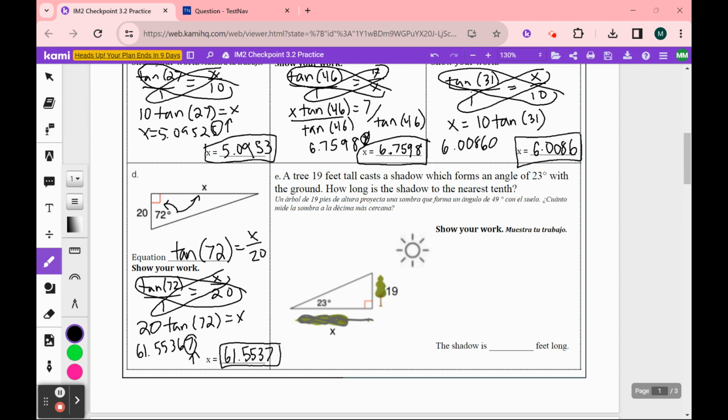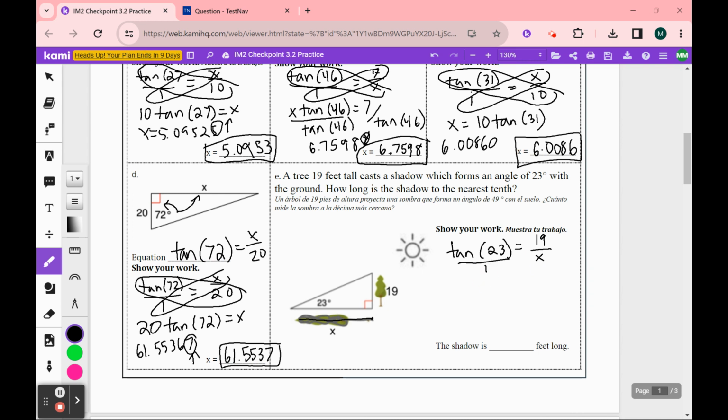Okay, last problem. A tree 19 feet tall casts a shadow which forms an angle of 23 degrees with the ground. Okay, there's our shadow. How long is the shadow to the nearest tenth? So I get that this is like a story problem, but we can solve it the same way we would solve anything. This is tan of 23 equals 19 over x.